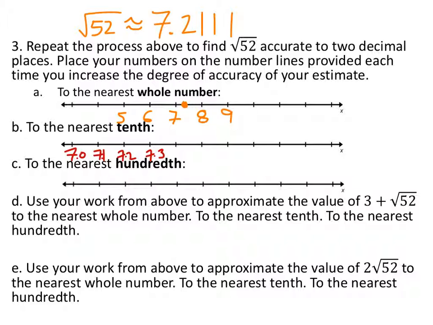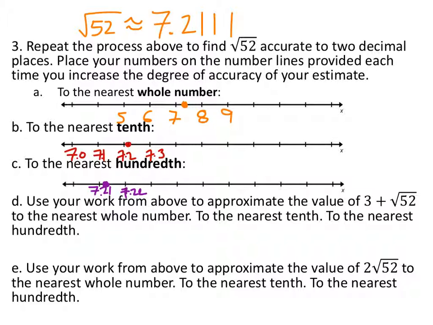So 7.21 would be pretty close to 7.2, right there. But taking this to the hundredth, 7.21, I need more than that. Hold on. No, I got it. 7.211 would be about right there. That's good.